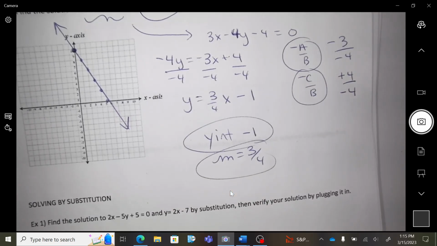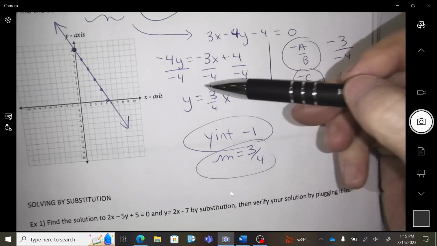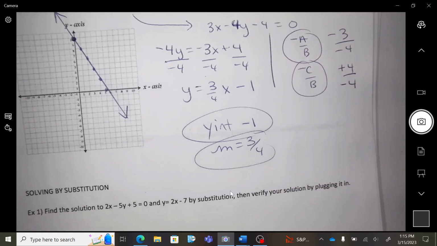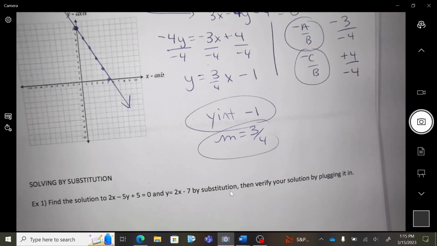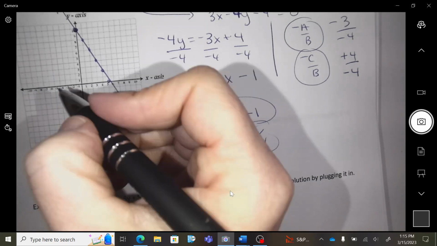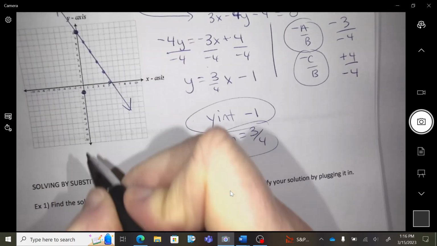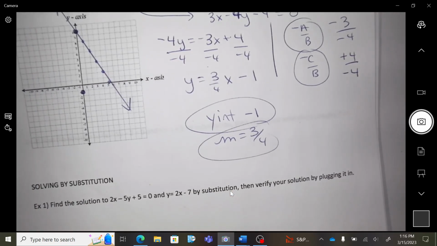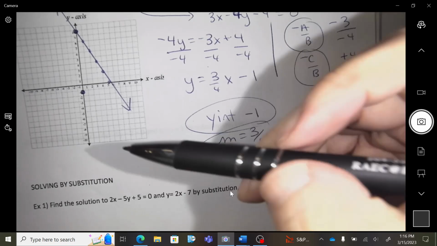Okay, whatever method you picked, if you were the algebra or the formula person, did we get to the same position where our y-intercept is -1 and our slope is 3/4? Did we all reach that? Okay, so that means let's graph it. -1 is the y-intercept. Up 3 and right 4.